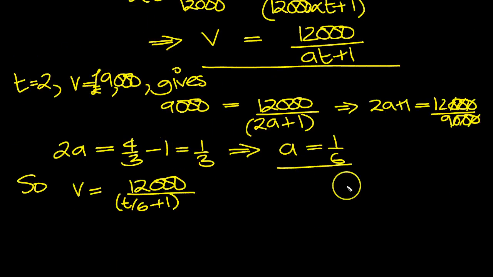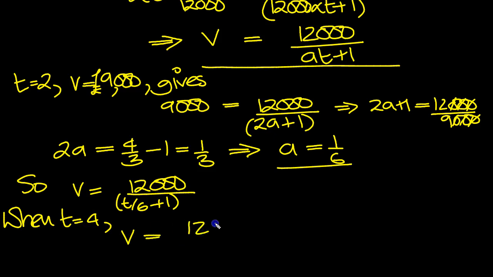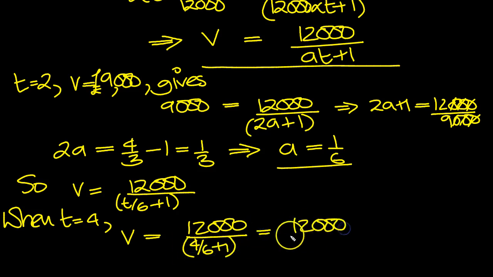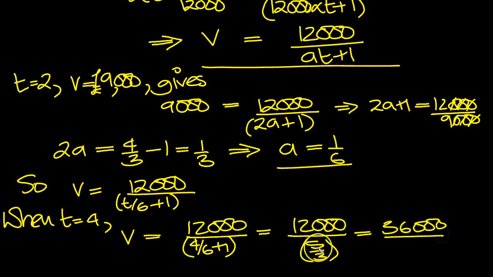So when t is 4 then, after 4 years, v is equal to 12,000 over 4 over 6 plus 1, which is 12,000 over 2/3 plus 1, which is 5/3. So move the 3 up, it's 36,000 over 5, which is 72,000 over 10, isn't it? And that will be £7,200.